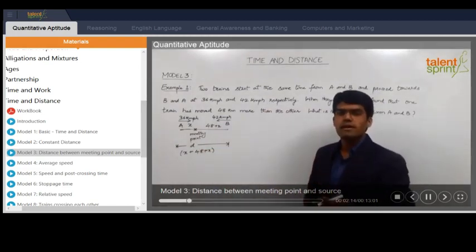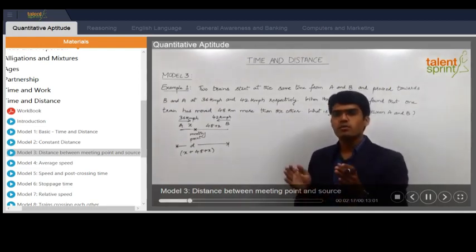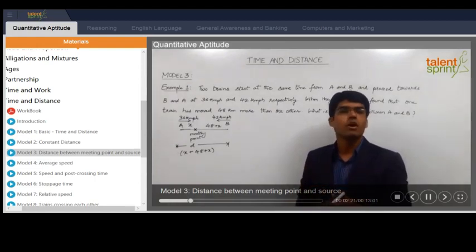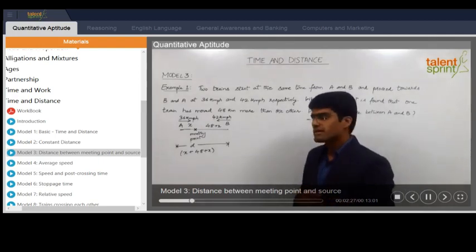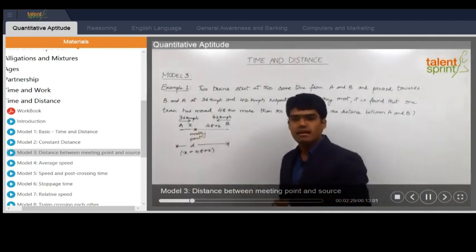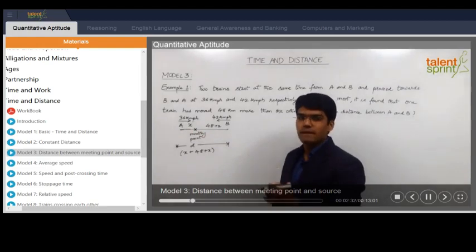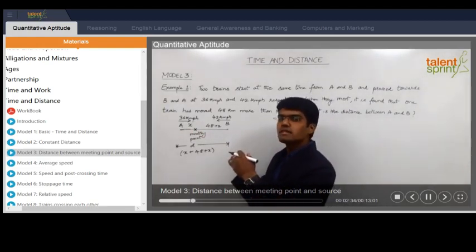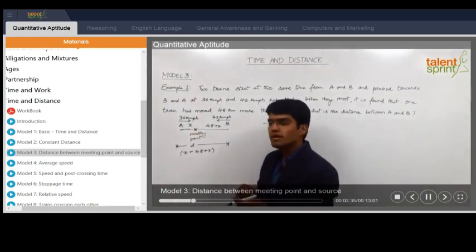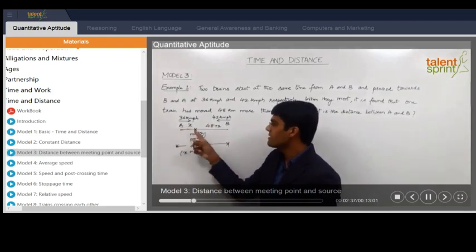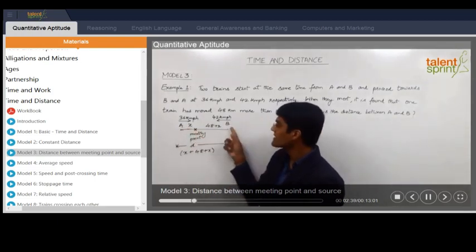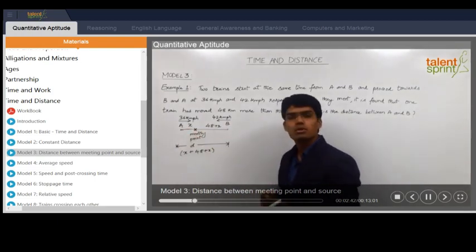One important point that we need to understand to solve these types of questions is, whenever 2 bodies start at the same time and move towards each other in the opposite direction, then the time taken by them to reach the meeting point will be the same. For example, in this case, the trains started from A and B at the same time and they started moving towards each other. So when they meet at the meeting point, the time taken by the first train to reach the meeting point will be the same as the time taken by the second train to reach the meeting point.